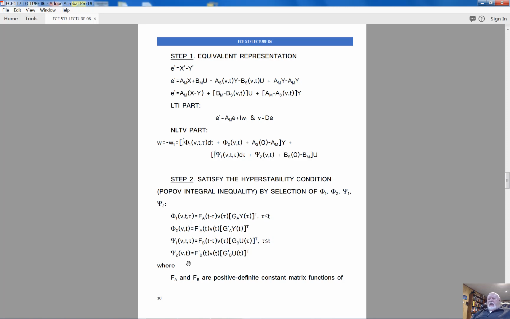Okay, it is possible to realize by doing some mathematical exercises that if we use this definition for phi 1 and phi 2 and psi 1 and psi 2, we will satisfy the Popov integral inequality by the nonlinear time varying part.